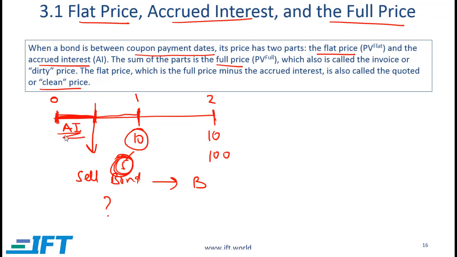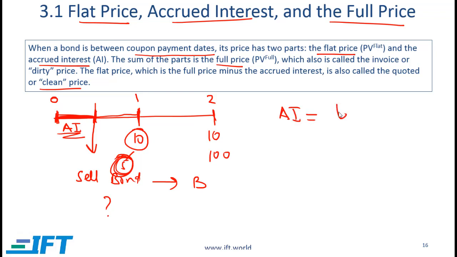The amount that you pay without the accrued interest is called the clean price or the flat price, and that is the amount that is quoted. This will make more sense when we go through the example on the next slide. But at this stage, let us take a look at the calculation for accrued interest. The formula in the curriculum is very straightforward.